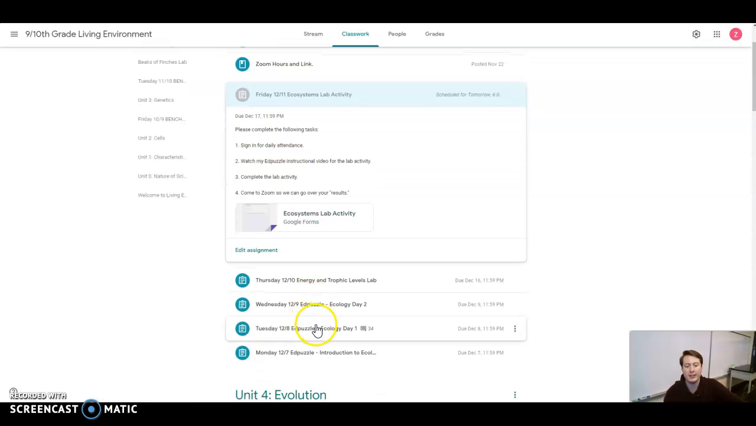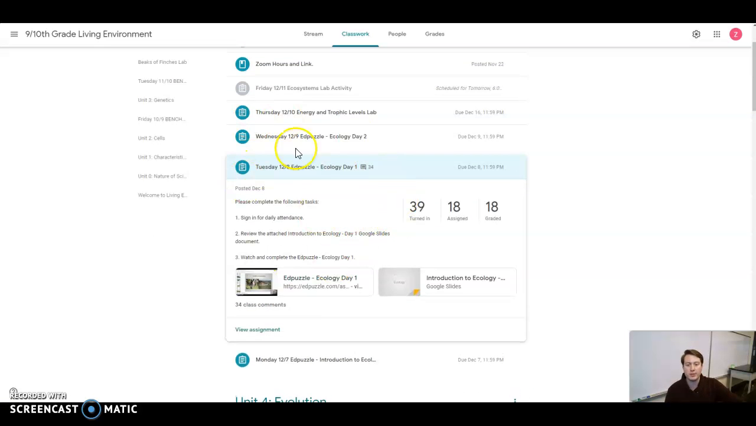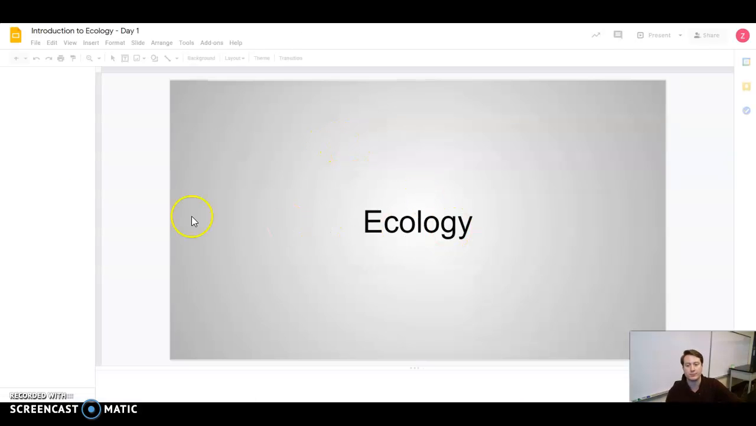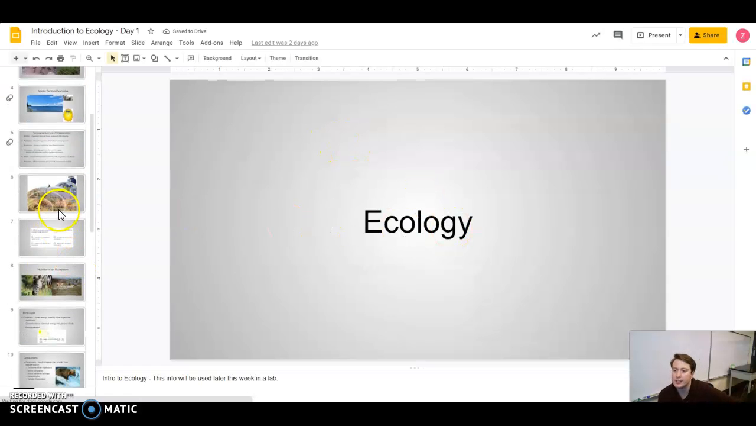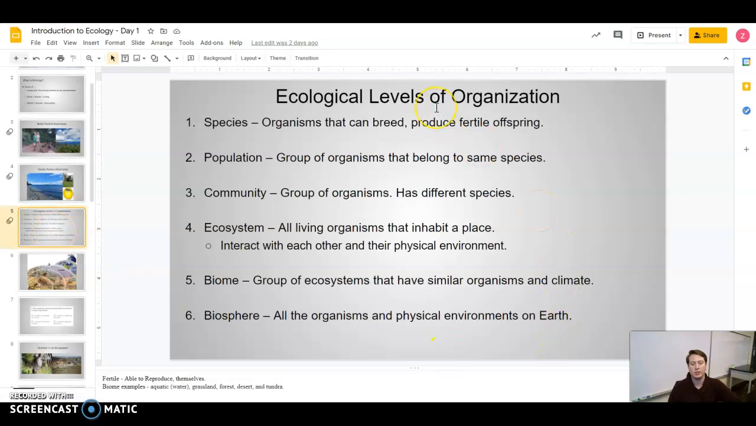In doing this lab activity, a useful resource is going to be from Tuesday 12/8, Day 1, the PowerPoint, Introduction to Ecology. Specifically slides 5 and 6, where we talk about ecological levels of organization. We talk about species. And species are organisms that can breed and produce fertile offspring. A population is just a group of that species. A community, we go up a little further, and it's a group of organisms, but contains different species.